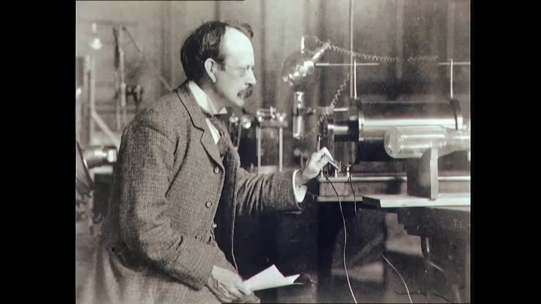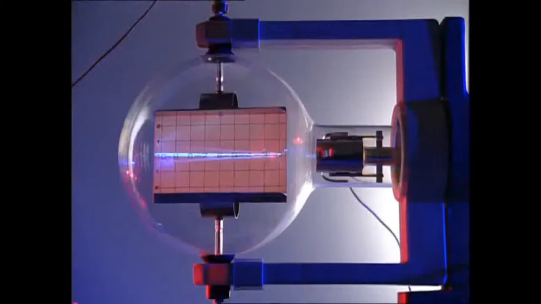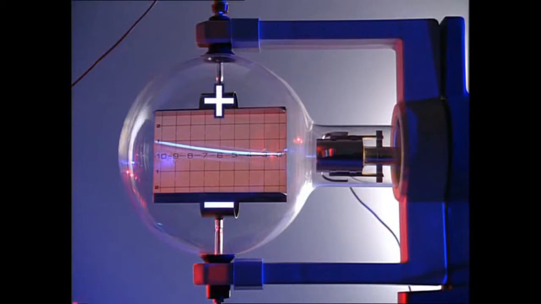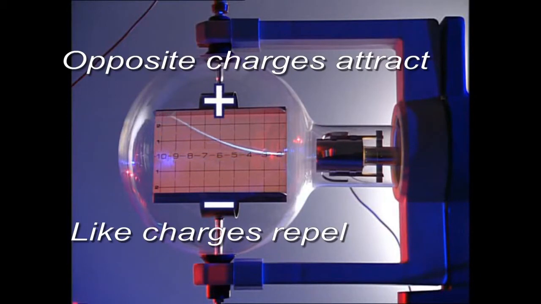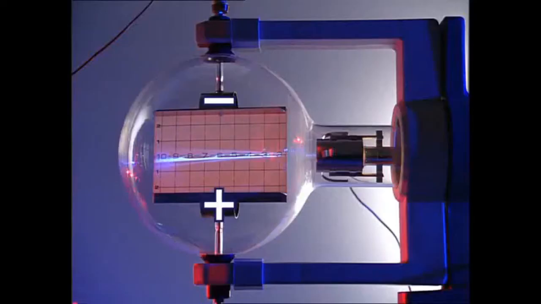Thomson was also the first to deflect these beams with an electric field. The screen sits between two horizontal charged plates. An electric field between the plates deflects the path of the beam upwards. The positive plate attracts these cathode rays. The negative plate repels. Reverse the connections so that the polarity swaps over and the beam is deflected in the opposite direction. Again, attracted to the positive and repelled by the negative.